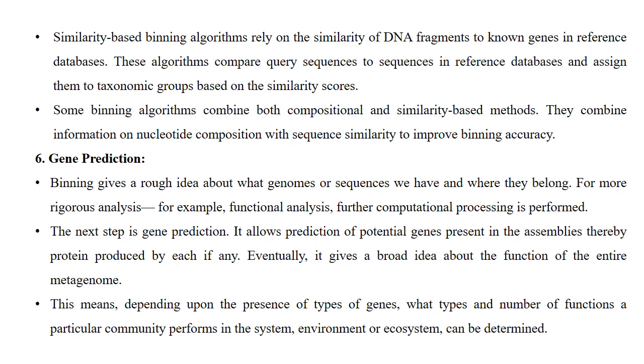The sixth step is gene prediction. Binning gives us a rough idea about what genomes or sequences we have and where they belong. The next step allows prediction of potential genes present in the assembly, and thereby the protein produced by each, if any. Eventually, it gives us a broad idea about the function of the entire metagenome. This means, depending upon the presence, type and number of genes, the functions a particular community performs in the system, environment or ecosystem can be determined.